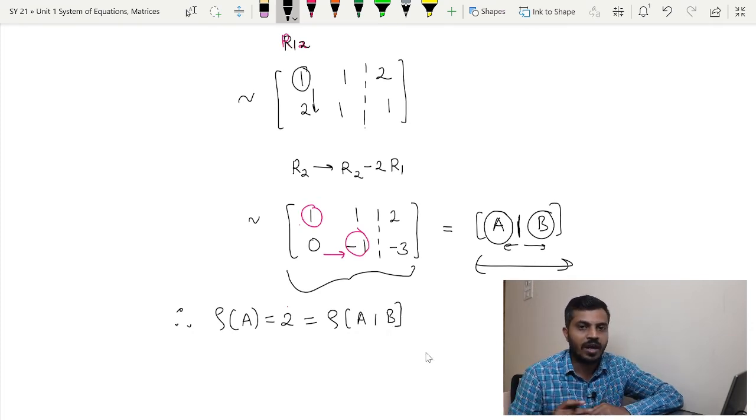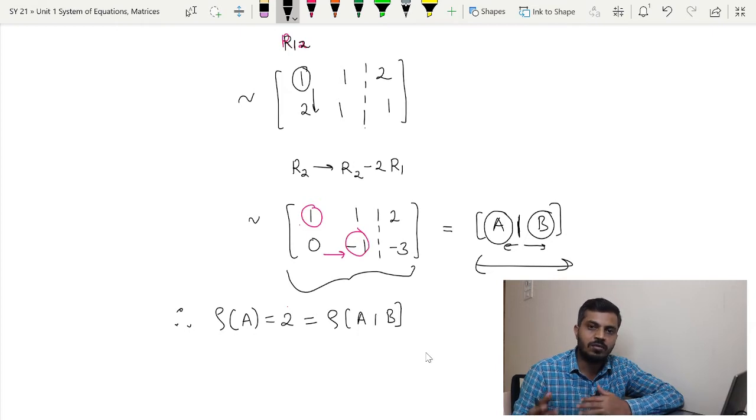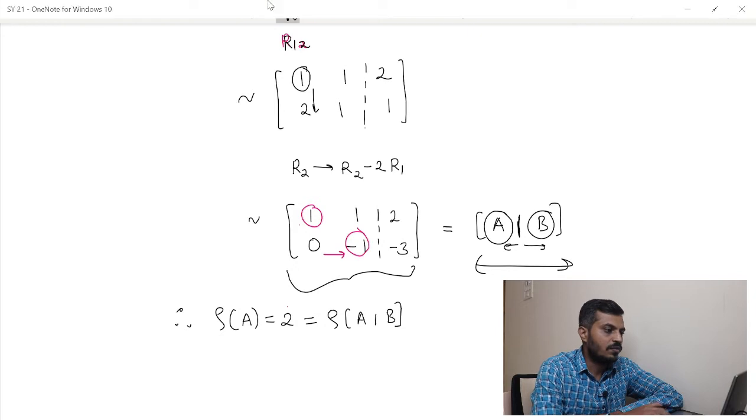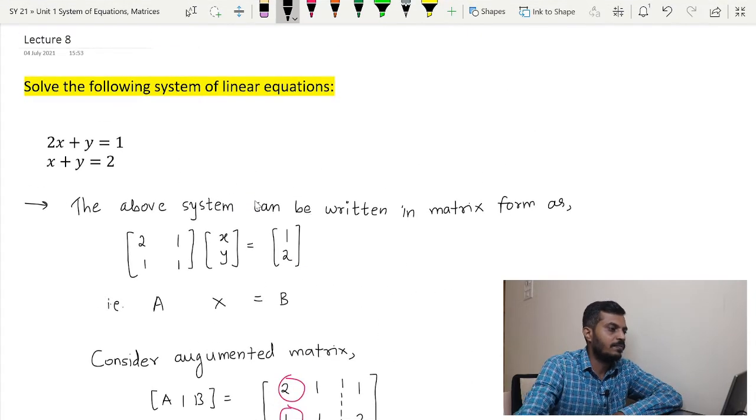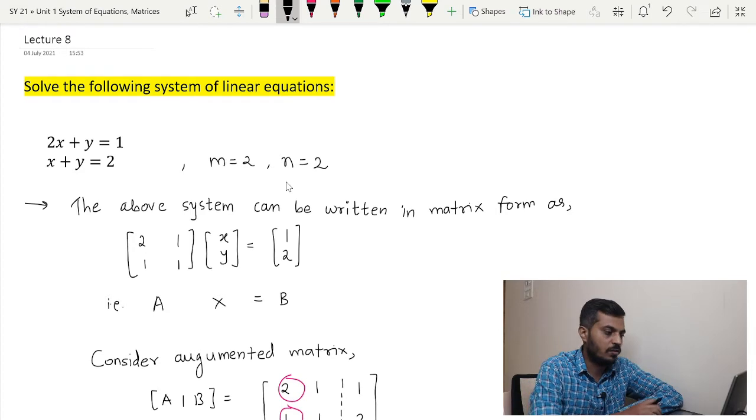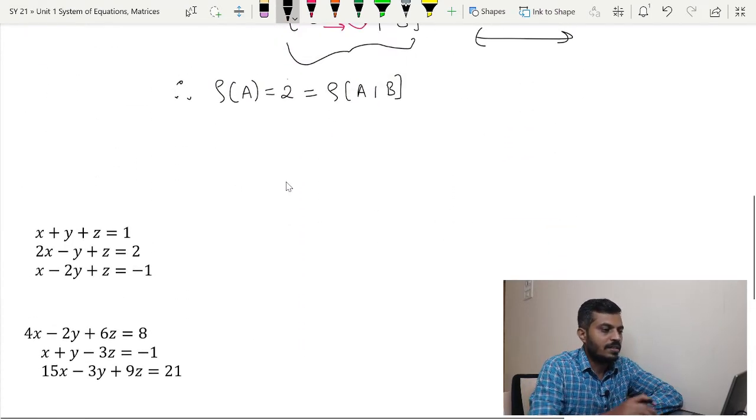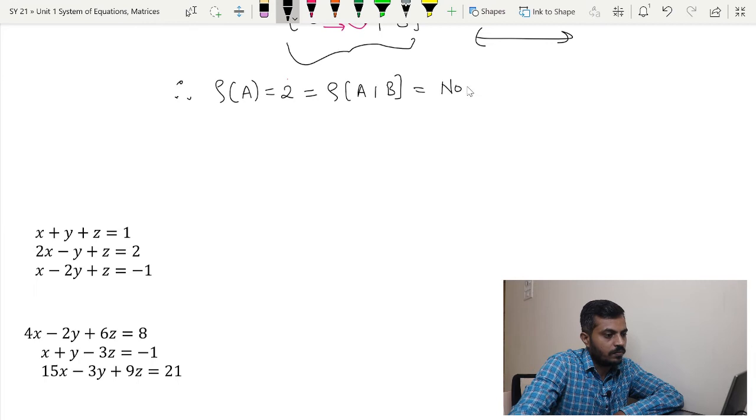So, this system is going to have a solution. Now, the question is unique solution or infinite solution, that depends on whether these ranks are equal to the number of unknowns or less than the number of unknowns. So, if you see this system, our value of m is 2, that is, the number of equations is 2, and the value of n is also 2, which is the number of unknowns. So, this rank is equal to the number of unknowns, and therefore, the system has a unique solution.